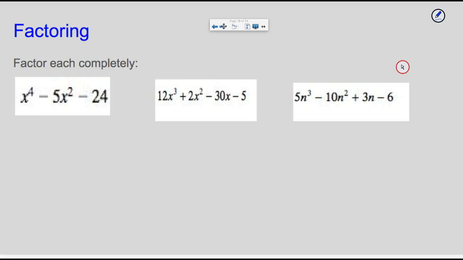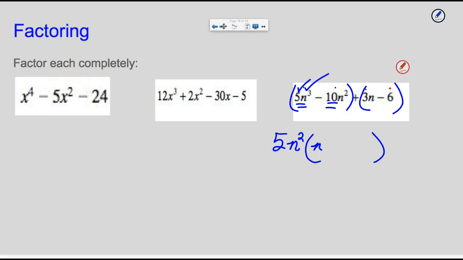Last one up. I just want to finish this factoring. So can I pull anything out of these? No, but I see those 4 terms. That's a trigger for grouping. What can I take out of 5 and 10? A 5. What can I take out of n cubed and n squared? An n squared. I put my brackets on. I chop the 5 out, leaving me a 1. I chop 2 n's out, leaving an n. I chop a 5 out, leaving a 2. And when I chop the n's out, they're gone.